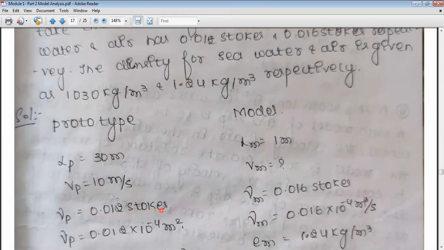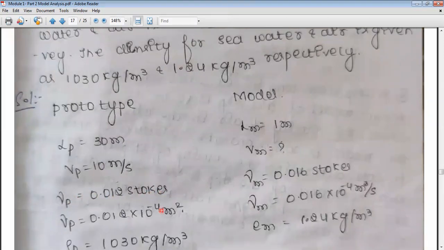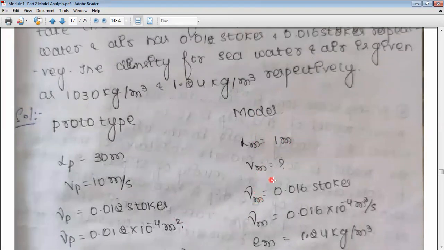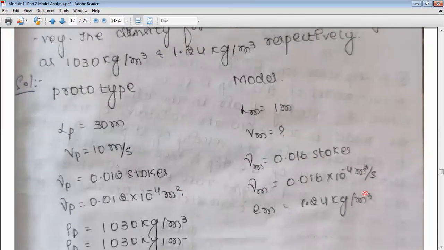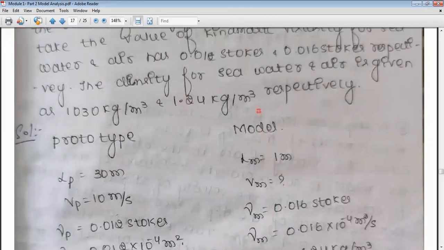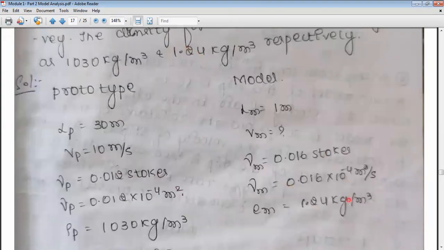So 1 stokes is equal to 10 to the power of minus 4 meter square per second. Therefore it is 0.012 into 10 to the power of minus 4 meter square per second. Then the density of the prototype, density of seawater, is given as 1030 kg per meter cube. Similarly, length of the model is 1 meter. Then the kinematic viscosity for air is 0.016 stokes, that is 0.016 into 10 to the power of minus 4 meter square per second, because it should be in SI unit. Density of the model is given as 1.24 kg per meter cube.